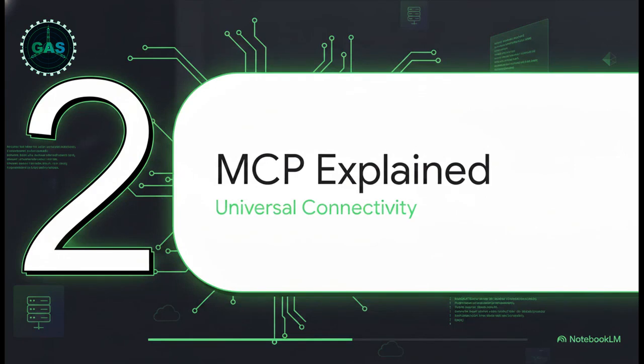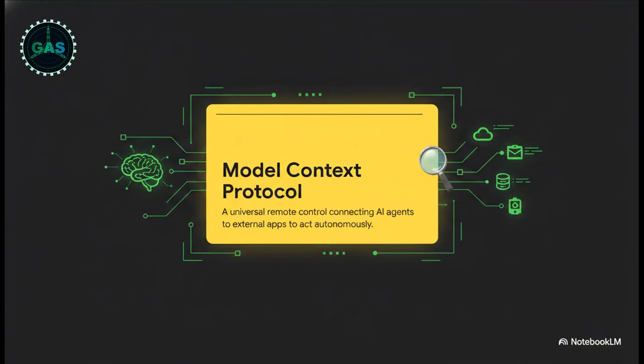Which brings us perfectly to Section 2, Model Context Protocol Explained, or Universal Connectivity. To get that intern online, we use what's called a Model Context Protocol, or MCP. Think of an MCP as a universal remote control. It is the crucial bridge between your AI's brain and your actual everyday business software. It's what takes that superpowered AI and wires it into the real world.